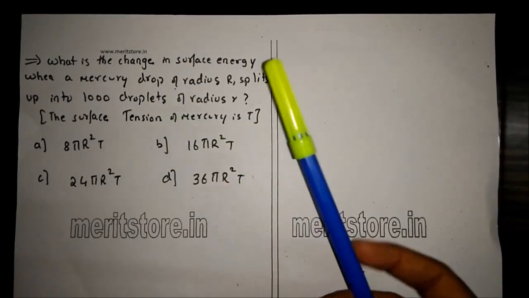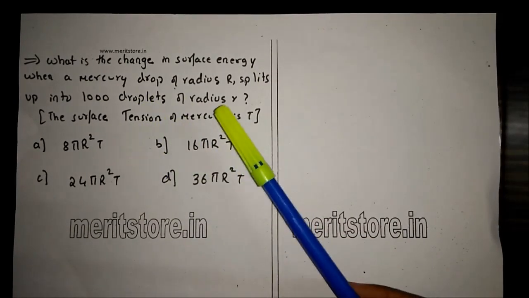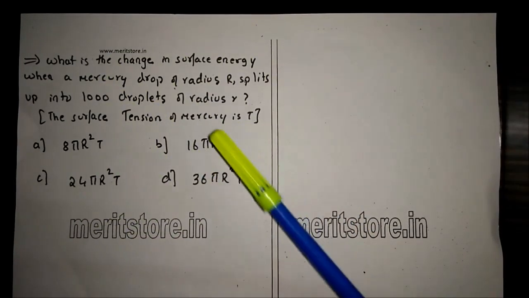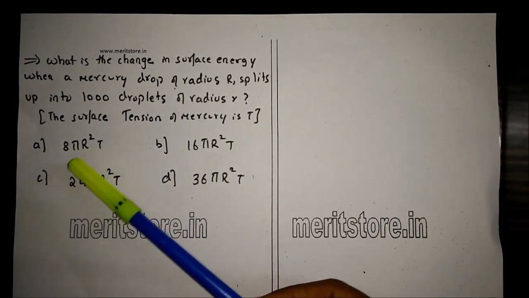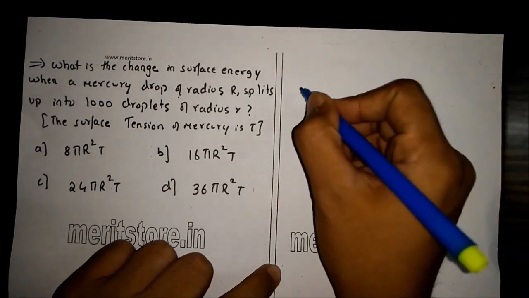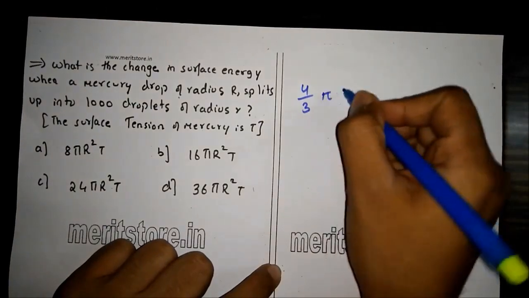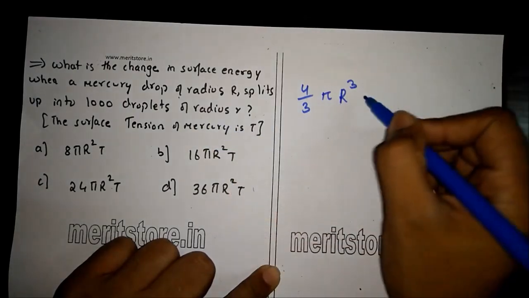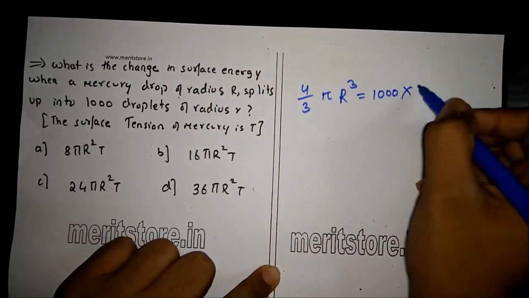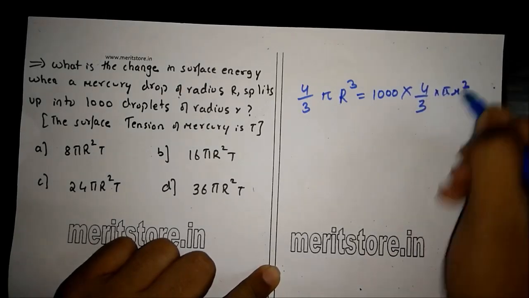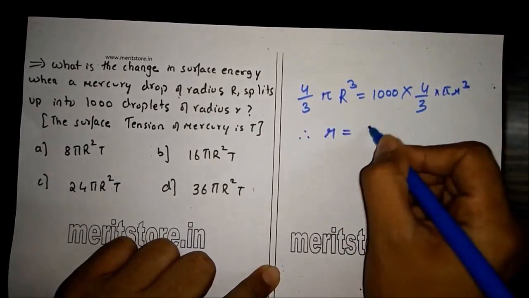What is the change in surface energy when a mercury drop of radius R splits up into 1000 droplets of radius small r? The surface tension of mercury is given as T. Either it is 8 pi R square T, 16 pi R square T, 24 pi R square T, or 36 pi R square T. Now we know that the volume for one mercury drop is 4 upon 3 into pi capital R cube. Now this is split into 1000 droplets of radius small r, which will be equal to 1000 into 4 by 3 into pi into small r cube. Therefore, we'll get small r is equal to R upon 10.